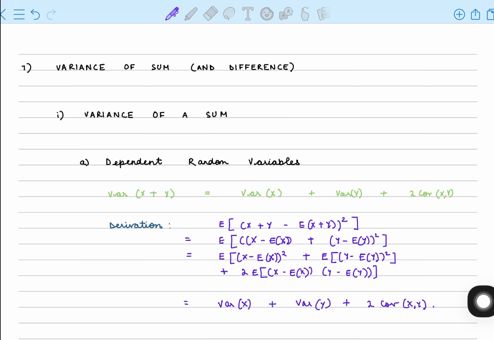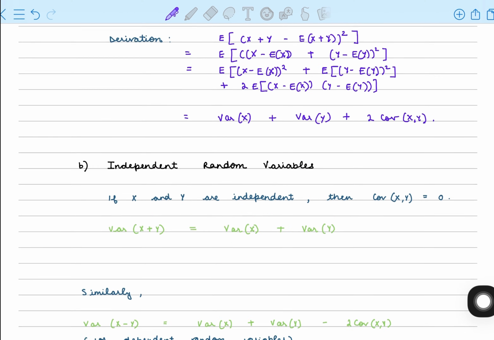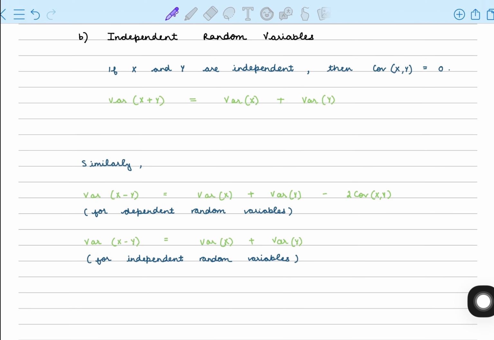As you can see, we started out with the standard formula and then expanded it until we got our final result. Next, let's talk about independent random variables. If x and y are independent, then the covariance of x, y is equal to 0. This means that the variance of x plus y is equal to the variance of x plus the variance of y.